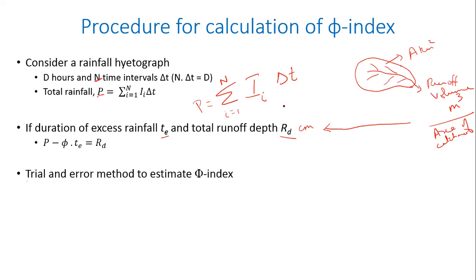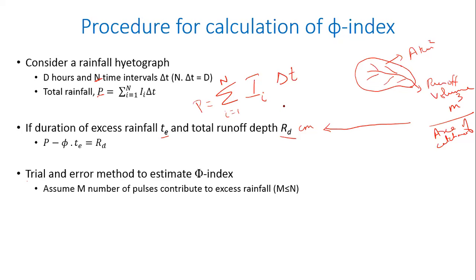So naturally, it's one equation and I have two unknowns. There's no way to do it directly. We resort to a trial and error method to estimate the phi index. I'll describe this trial and error method briefly, and then we'll solve a problem. That will make it much more clear to you.